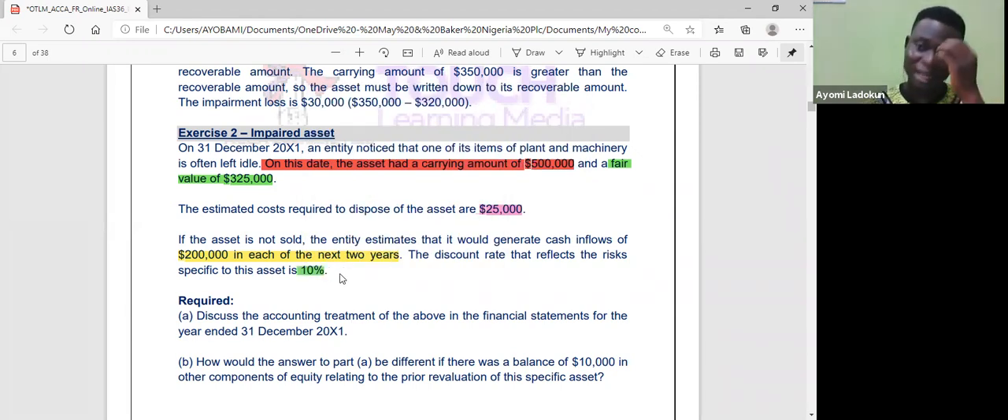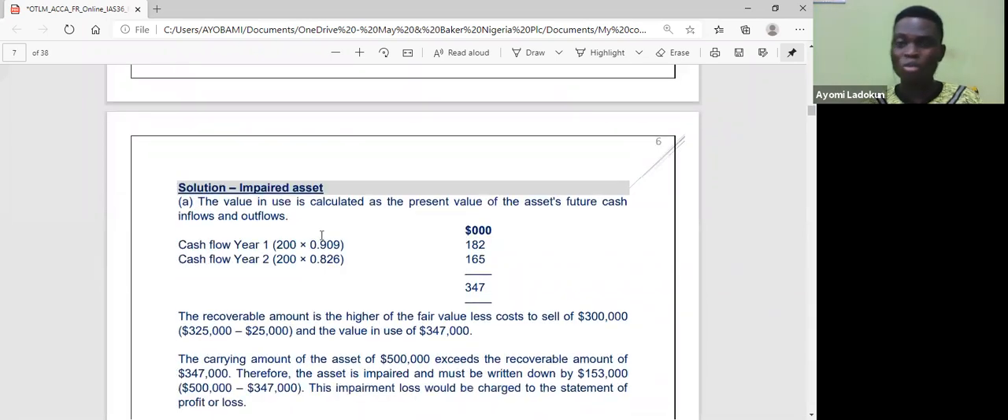When I use it, I get a figure. I'll now compare it with 300. Remember the way we got 300? The fair value minus the cost of disposal, which is this 25. So that's my 300. Once I get the figure, I compare it with the value in use. The higher of the two becomes my recoverable amount. I'll compare with the 500,000, which is my carrying amount, to see whether the asset is impaired.